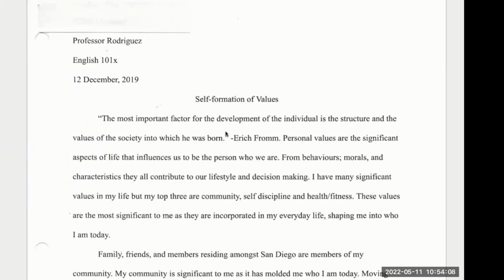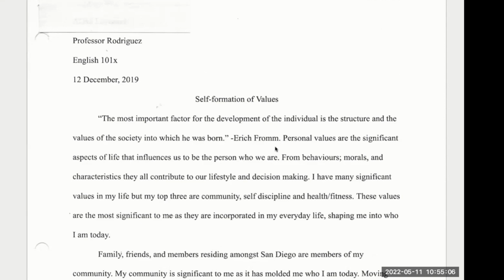Self-formation of values. Right away, it's almost posing a type of rhetorical question. Self-formation of values, what is she or he talking about? It's definitely enticing. And I love that the very first thing this student uses as their hook is a great quote: The most important factor for the development of the individual is the structure and the values of the society into which he was born. So right away, they use one of the hot terms that are in the prompt, right? So we've got a good hook going here.